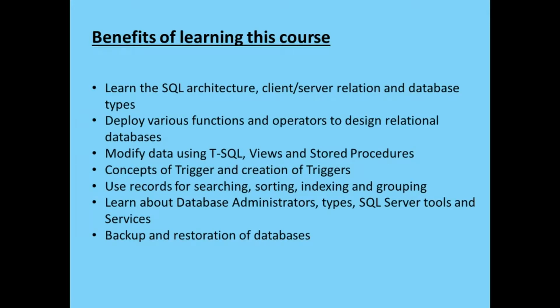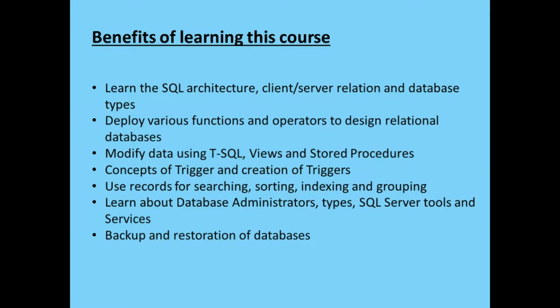So let's see the benefits of learning this course. As you can see here, after learning this course, you can know about SQL architecture, relationship between client and server, and different types of database. You can also learn about the DBA part and also the SQL Server part. You can deploy various functions and operators to design relational databases also. Apart from what is mentioned in this slide, these are the points that you are going to learn after completion of this course.